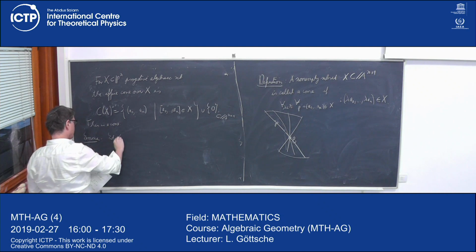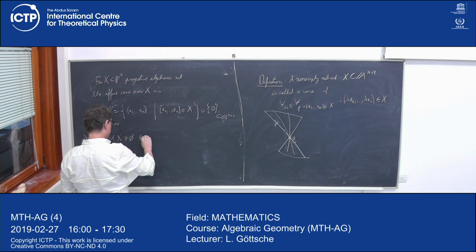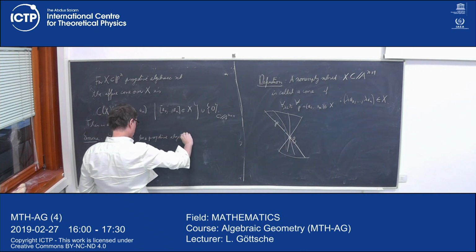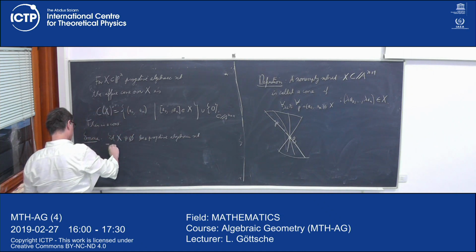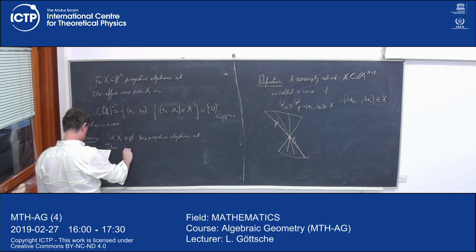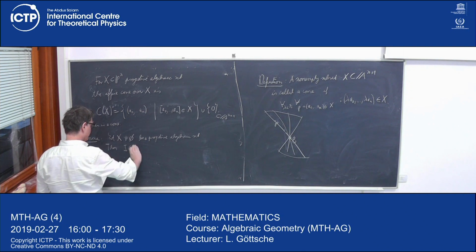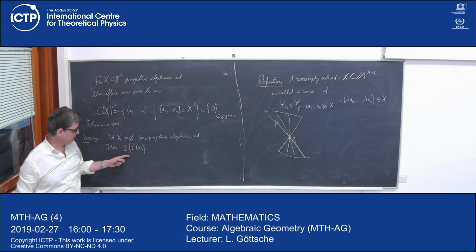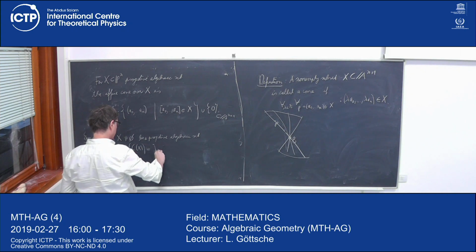Let X, different from the empty set, be a projective algebraic set. Then the ideal of the cone of X, so this is now the ideal in affine space, is just equal to the homogeneous ideal of X.